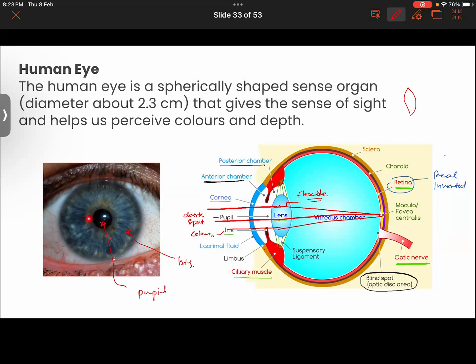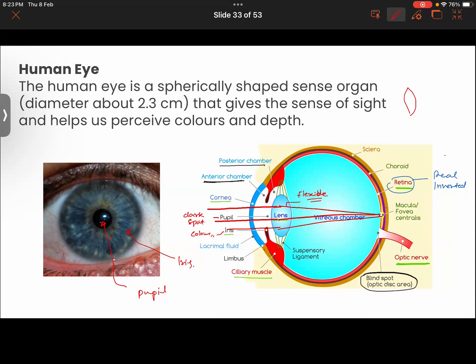So the person must be sitting inside a bright room. Why is it small in a bright room? Because less light should enter the eye, since a large amount of light can rupture the retina and the lenses.